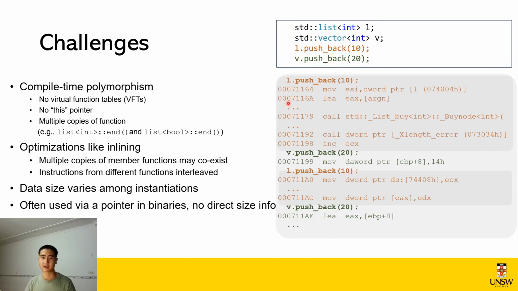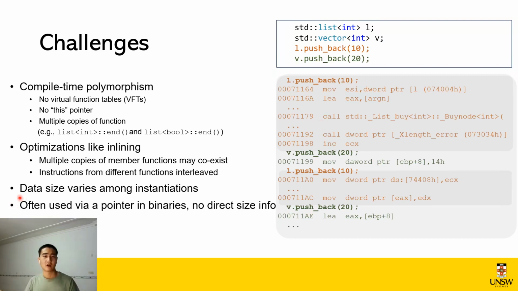If we look at the assembly code, first, those push_back calls get inlined. The inline body occurs here. And second, the L push_back is no longer just before the V push_back. We see that after L push_back is V push_back. After that is L push_back again, and then V push_back again. So they get interleaved.